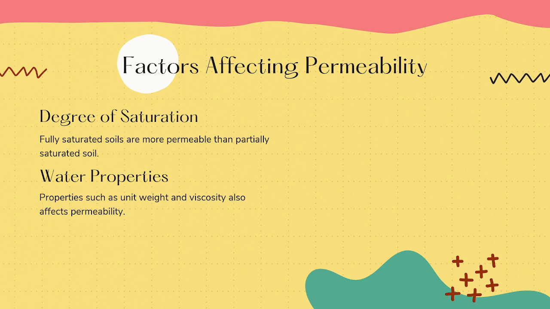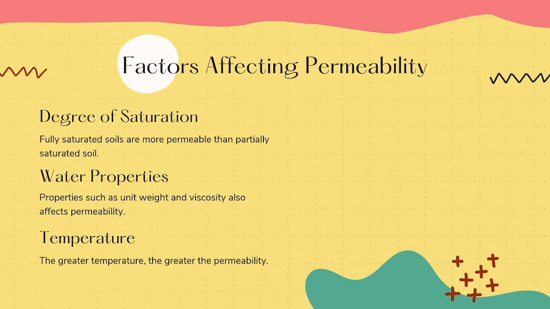So next is the water properties. Properties such as unit weight and viscosity also affect permeability. But viscosity affects the permeability more because viscosity changes with temperature, unlike the unit weight of water, which is always the same at any temperature.